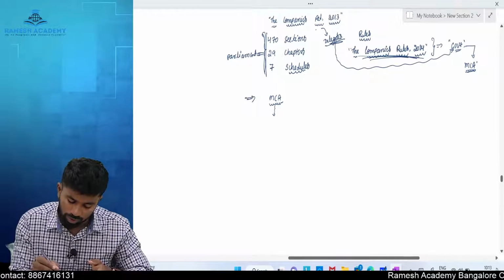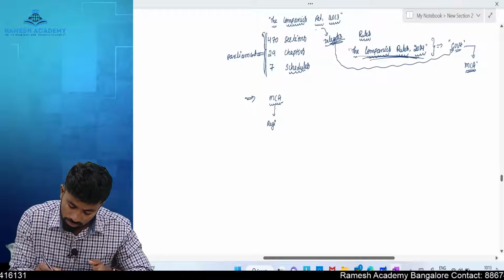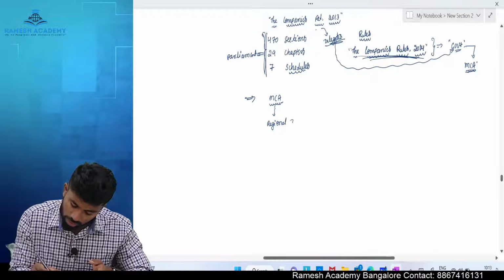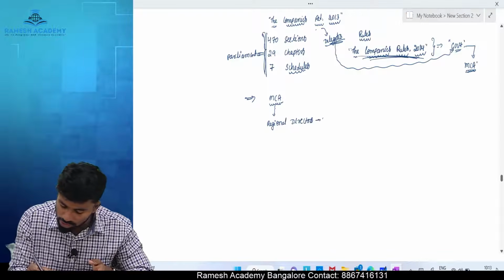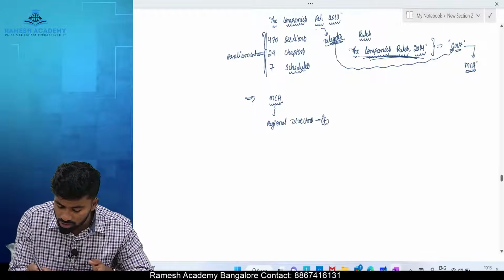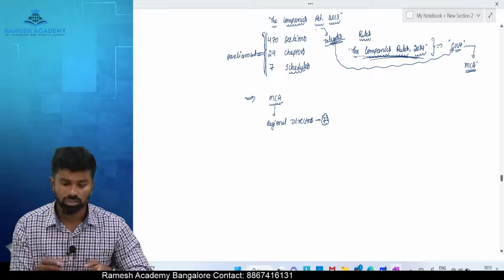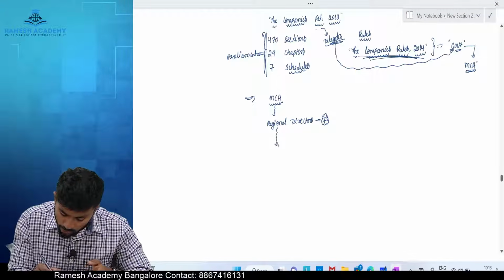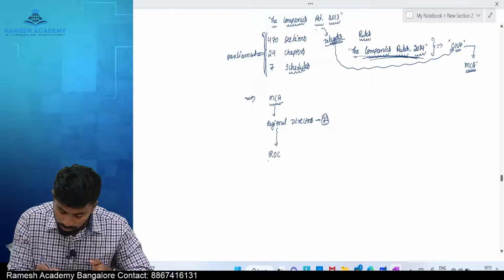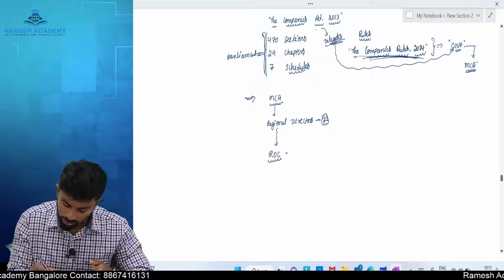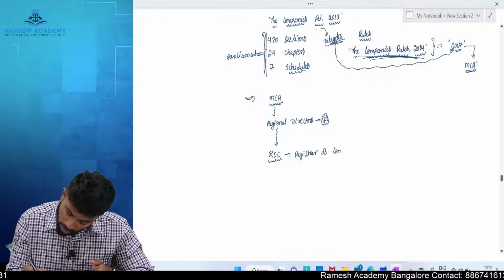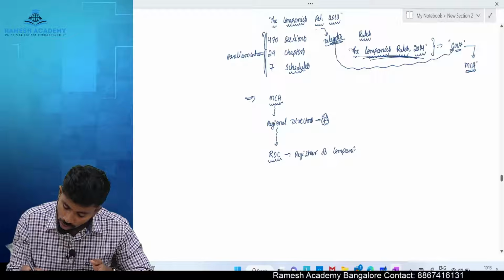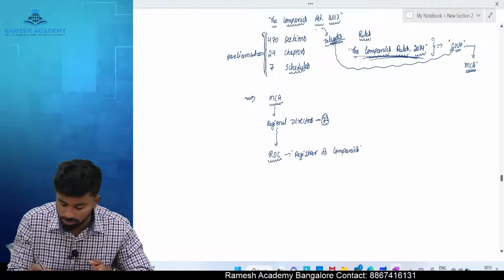We have the regional directors. For each region, directors are appointed. They are called regional directors. There are 7 regional directors. Under regional directors, what do we have? We have the ROCs, Registrar of Companies, where all the filings will happen.